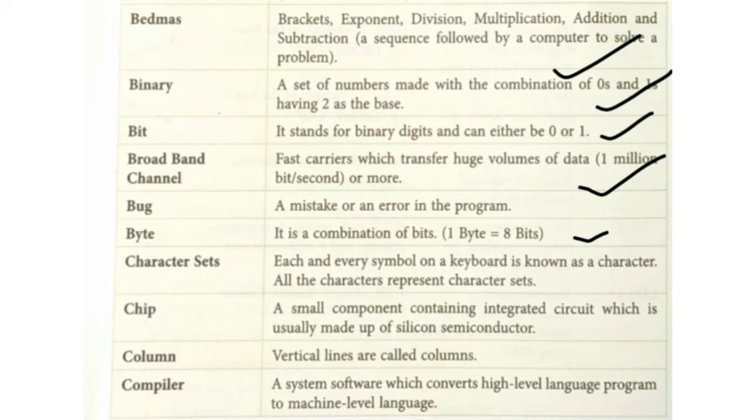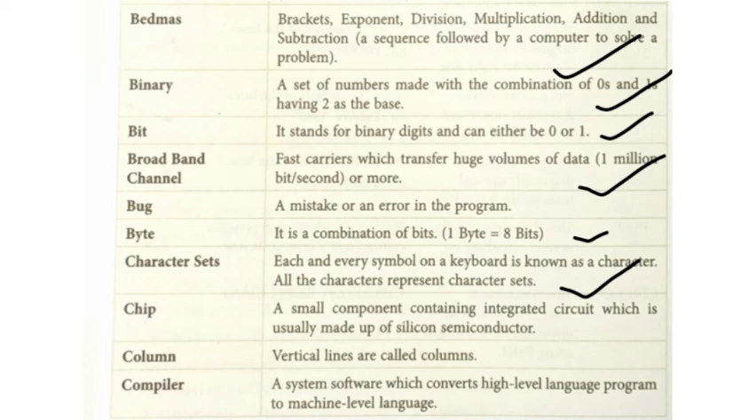The next one is character set. Each and every symbol on the keyboard is known as a character. We all know the keyboard is a typing machine, and this board is used specially for giving typing instructions to the computer system. There are different types of keys: number keys, alphabet keys, function keys, character keys. Character keys are the keys where you can find different kinds of symbols. All the characters together are known as a character set.